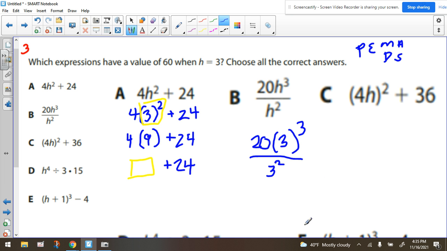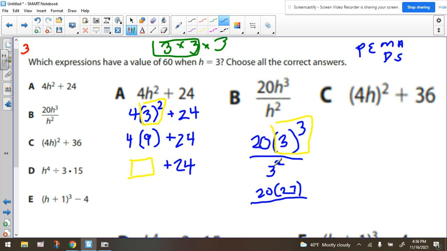All right, so same kind of thing. We have to cube this first. This means 3 times 3 times 3. So just 3 times 3 is 9. 9 times 3 would be what? Wouldn't that be 27? So the next thing we're going to write is 20 times 27 over, or divided by, whatever this is.